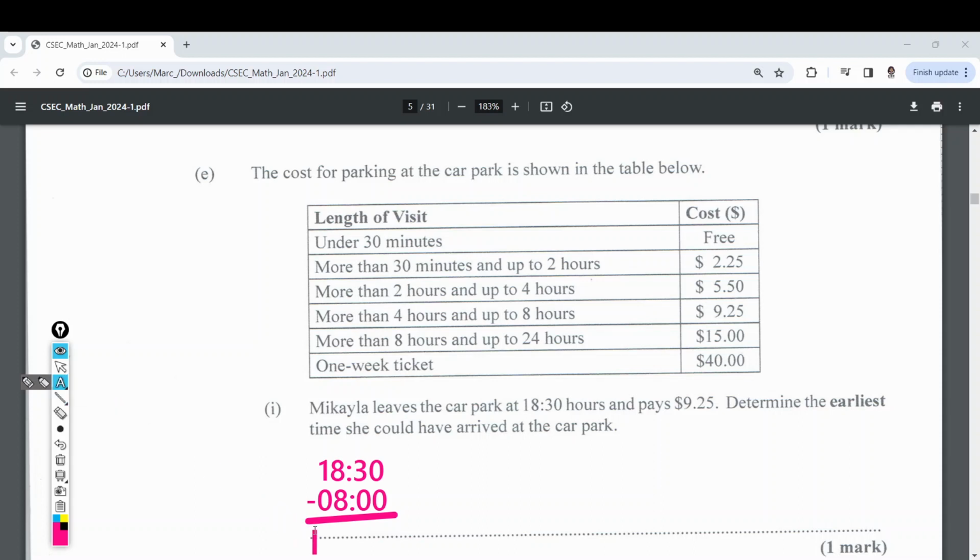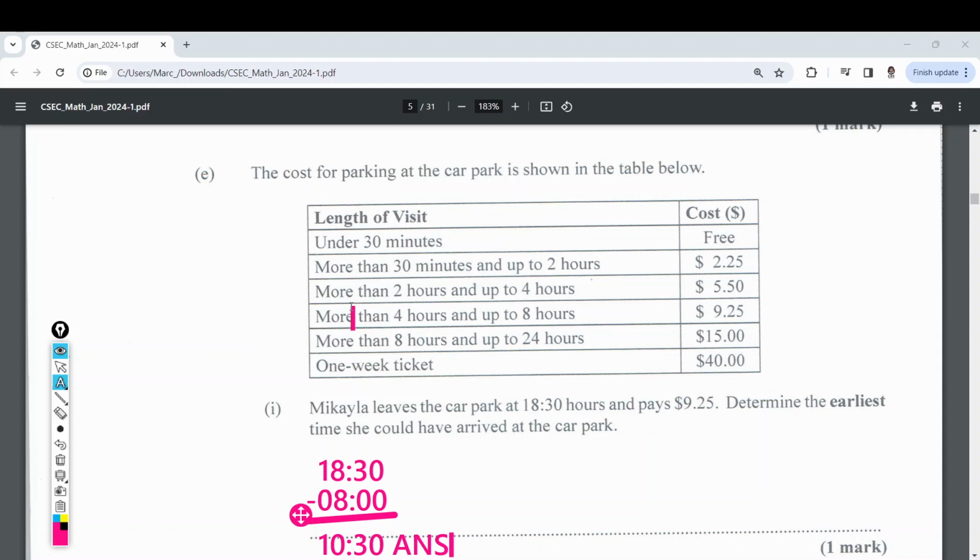And this would actually give us 10:30, right? Because that's the earliest time the person would have to start in order for them to pay $9.25, right? So 10:30 to 18:30 would make sure that the person pays the 9.25, guys.